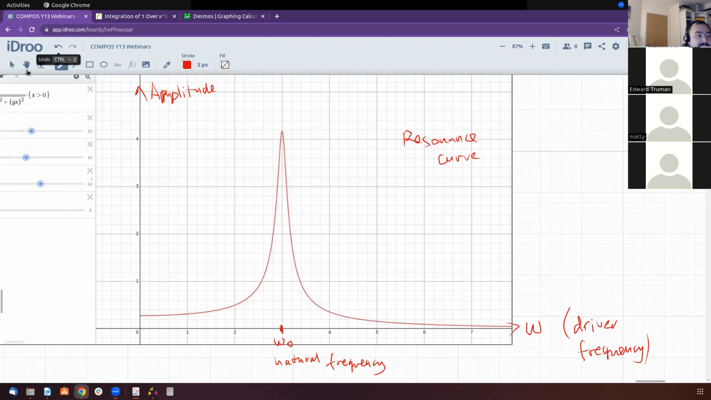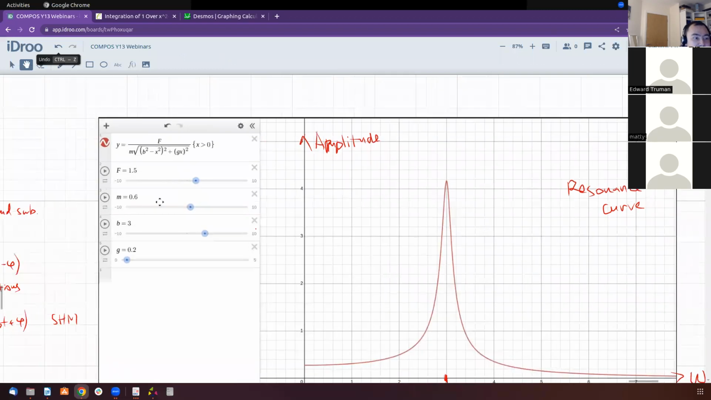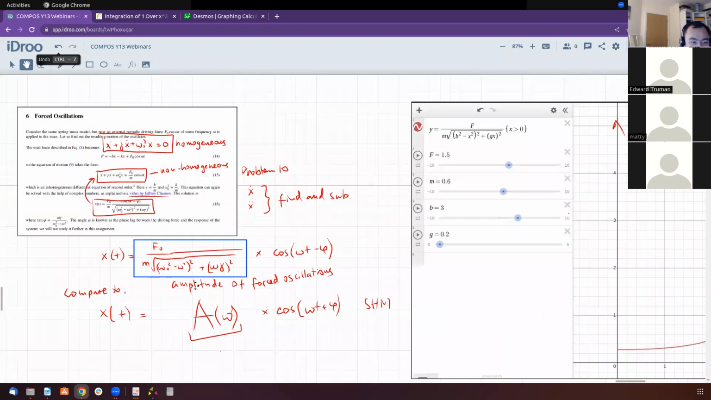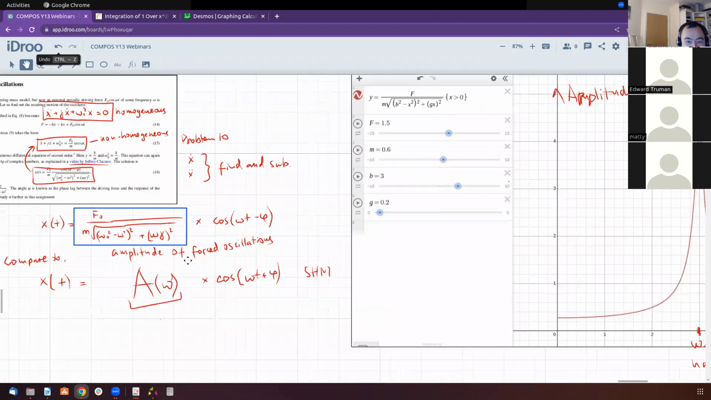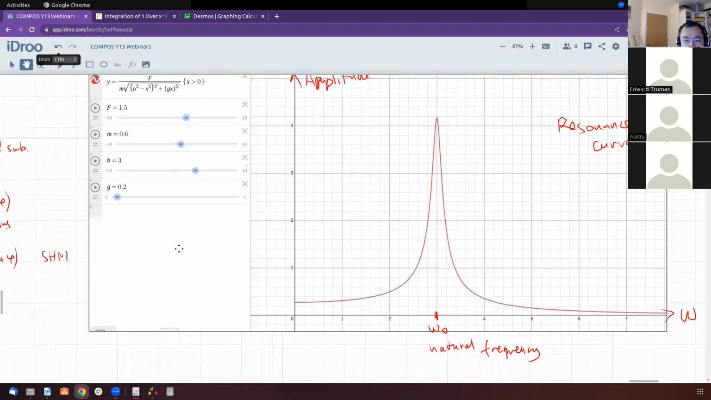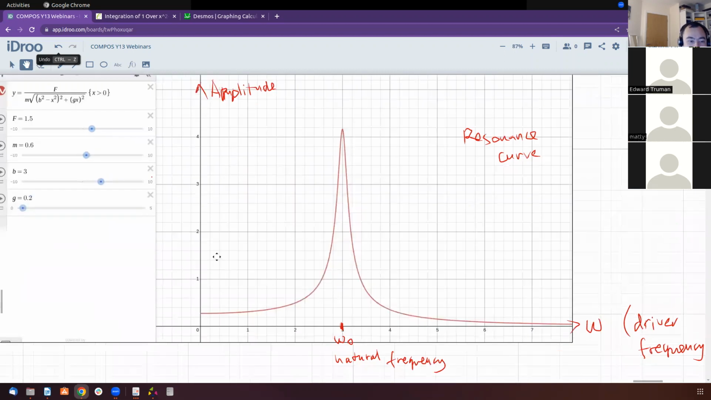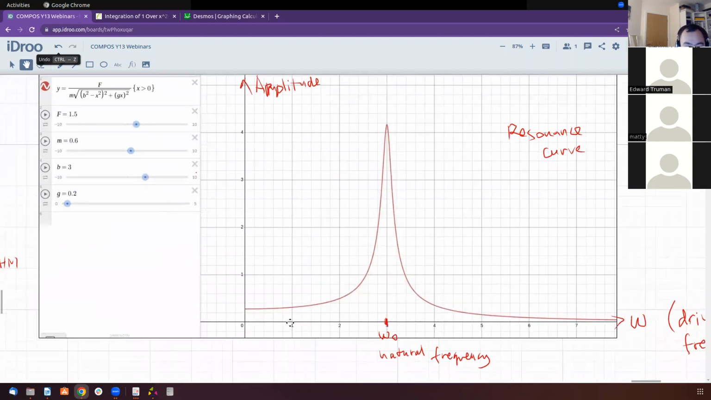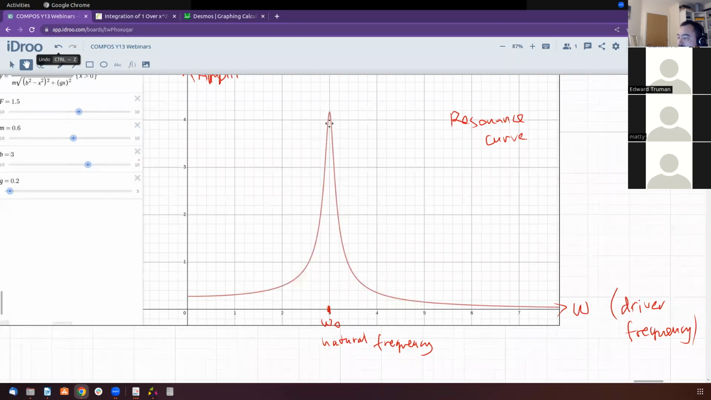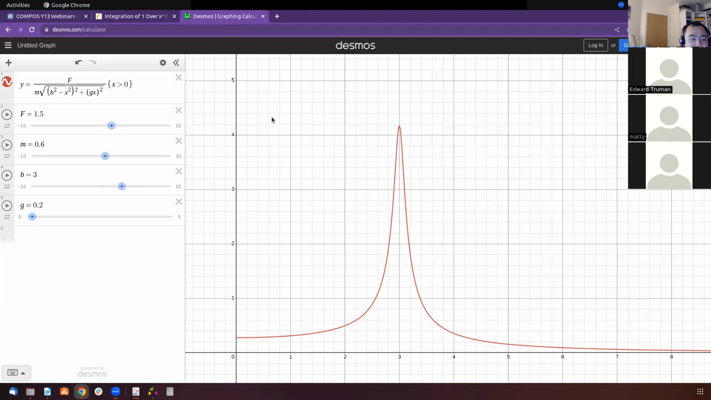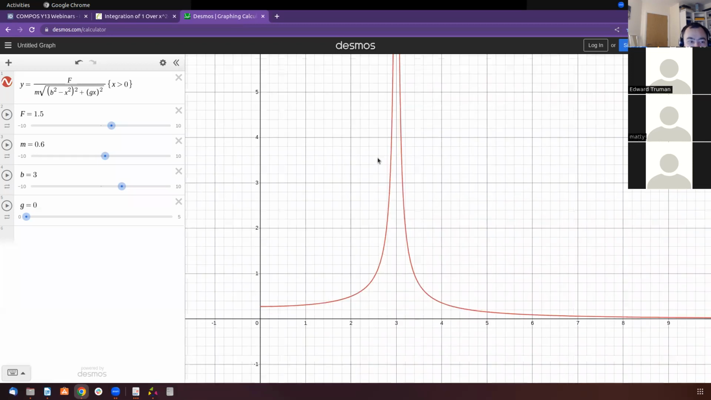And this is the equation of that curve. It's just a solution of the differential equation. You can see that when the driver frequency gets close to the natural frequency, the amplitude increases greatly. And if it's an undamped oscillation, it just goes to infinity.